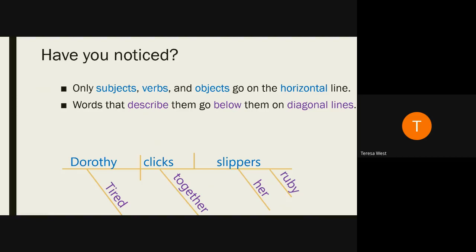So Dorothy is a subject. Clicks is a verb. Slippers is an object. Tired, together, her, and Ruby are all descriptors. They're all modifiers. Dorothy was tired. It's an adjective. Together is an adverb. It's how she clicks. And her and Ruby, one is a pronoun and one is an adjective that are both referring back to slippers. In English, I would read this sentence: Tired Dorothy clicks together her ruby slippers. Always put the modifier before the subject, verb, or object.